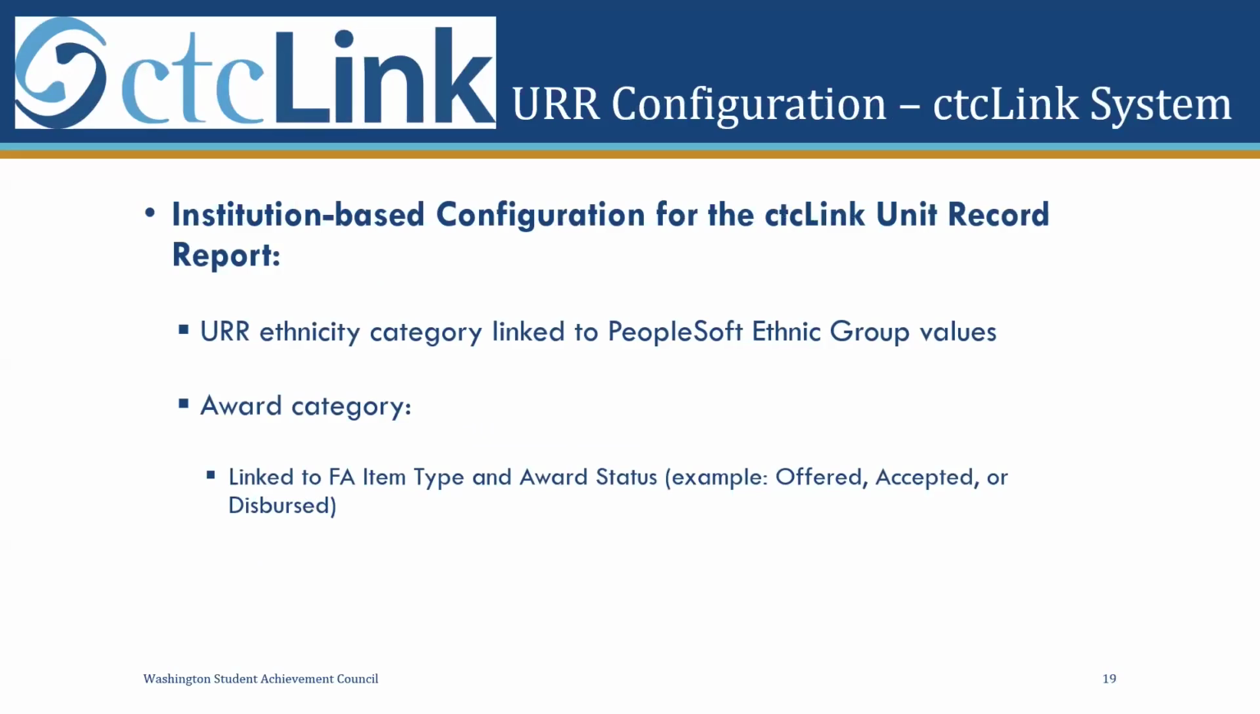And there's also some institution-based configuration. This consists of the URR ethnicity category linked to PeopleSoft ethnic group values. And last year, we updated the ethnicity category on your behalf as there have been hundreds of ethnic background codes added to the system. There haven't been any changes since last August, and we've noted that in our SBCTC unit record manual. And then on top of that, there is the award category piece, which is linking your FA item type and award status in your institutional setup.